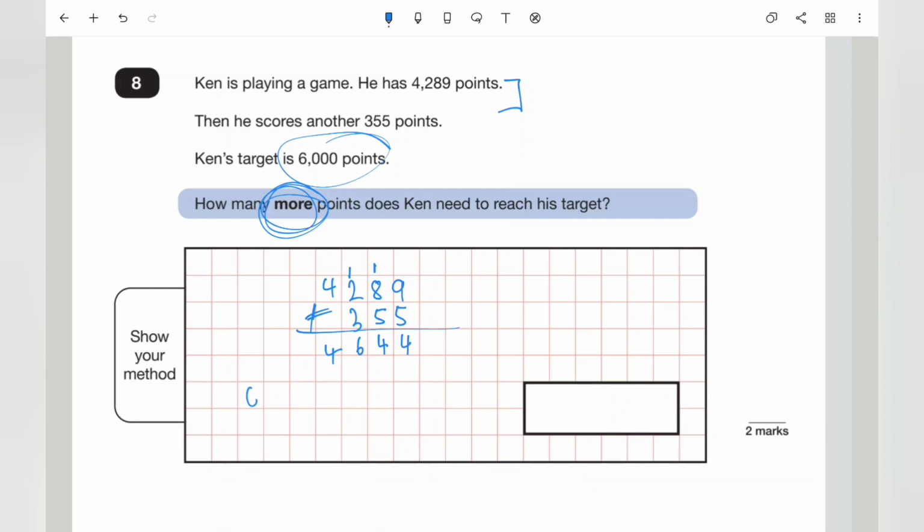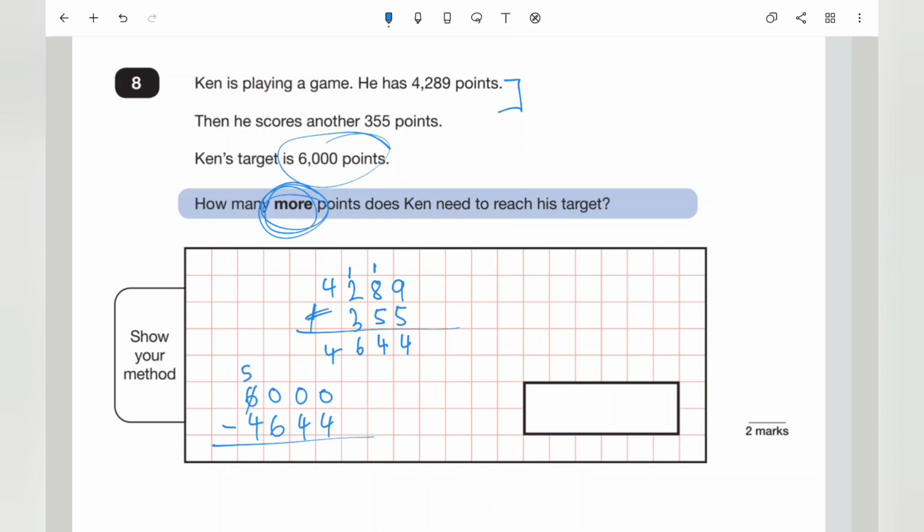So we know the target is 6,000, right? So to work out the answer, we need to work out the difference. So if we're working out the difference, we just subtract. Difference means to subtract. So you do 6,000 subtract 4,644. So if we work this out very quickly, just to explain and show you, 0 take away 4 we can't do. We have to move over to the next column, to the next column, to the next column. So we have to borrow here.